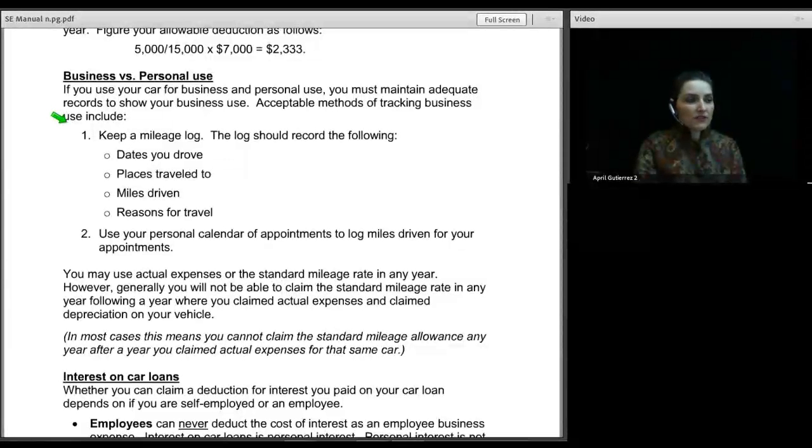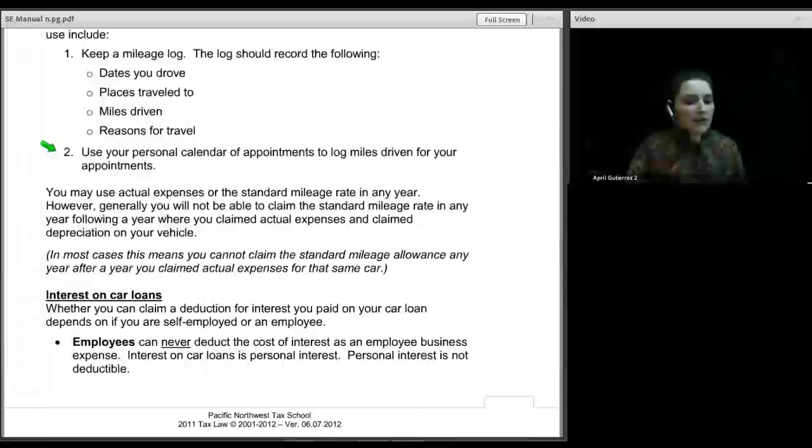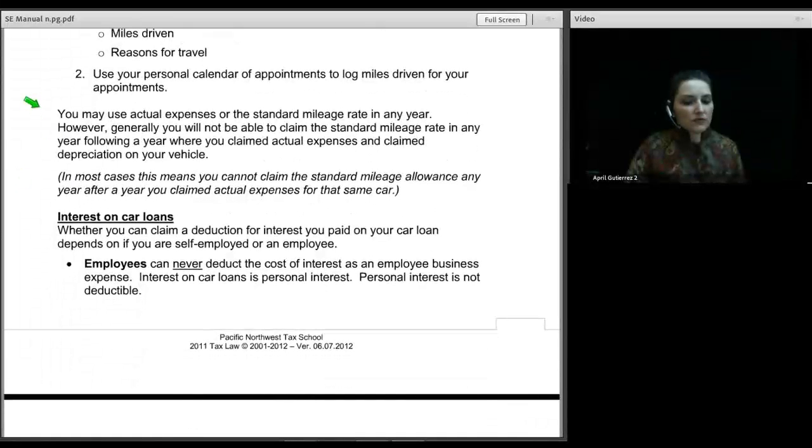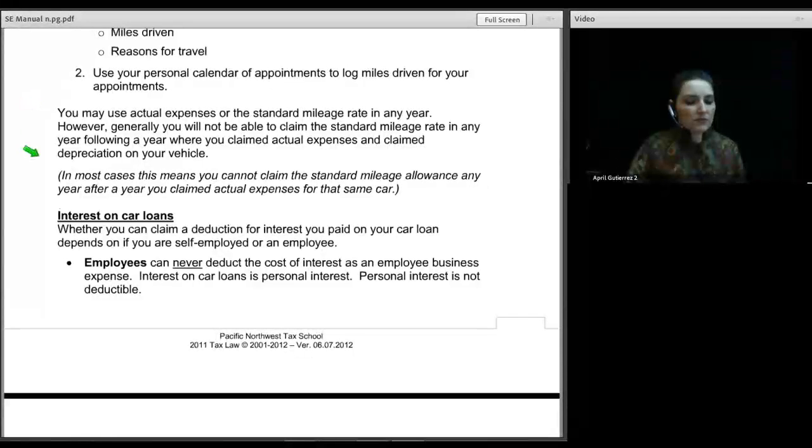And one of the best ways, or the IRS's preferred way, is to actually keep a log. The log should show the dates you drove, the places you traveled to, the miles driven, and the reasons for your travel. But if you didn't keep a separate log, if you have a record or a calendar of your appointments, you could be logging the miles you drive on that, and that's acceptable. You may use actual expenses or the standard mileage rate in any year, but however, you will not typically be able to switch year to year.